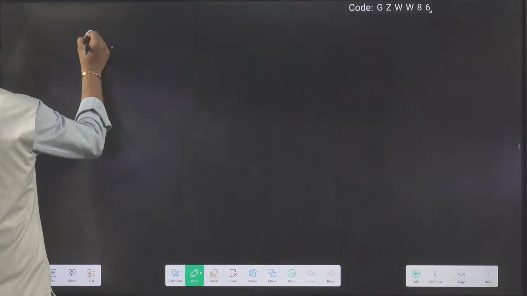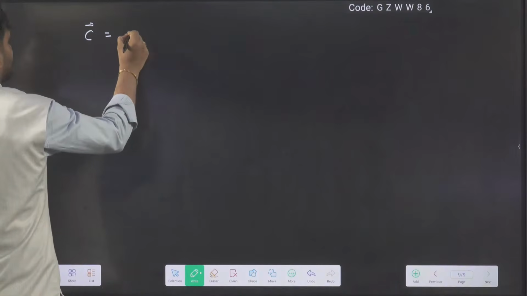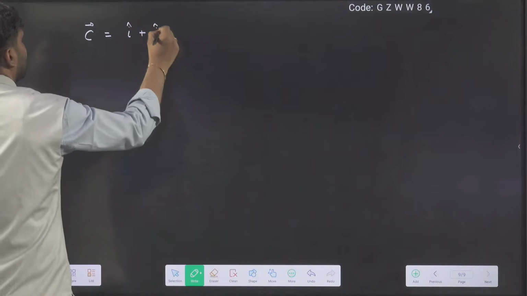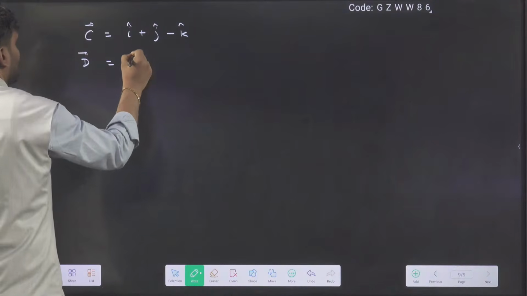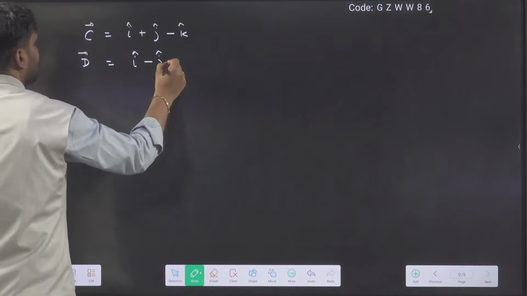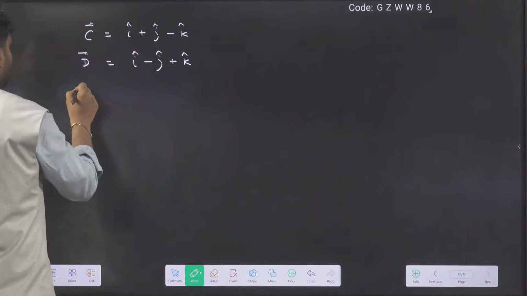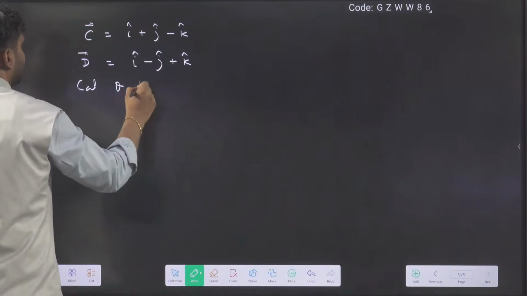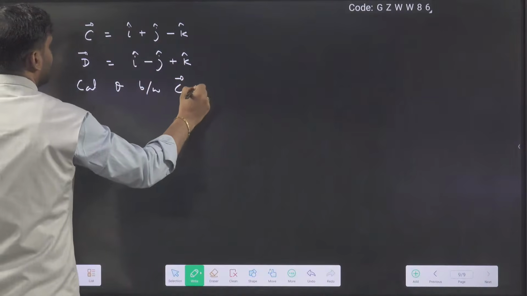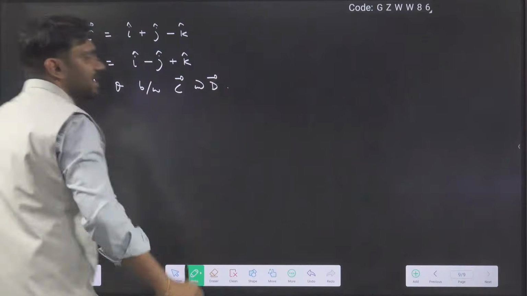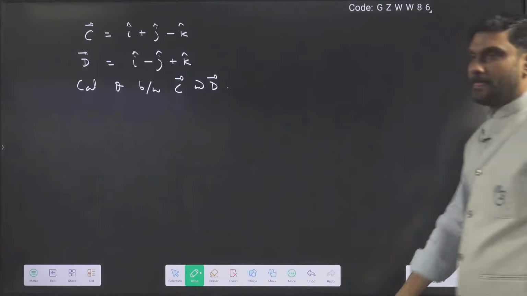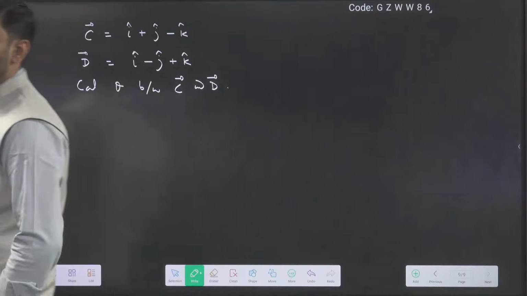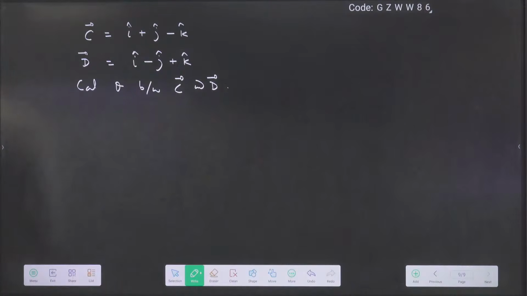Last question. C vector is equal to, please try, I cap plus j cap minus k cap. D vector is equal to I cap minus j cap plus k cap. Calculate theta between C vector and D vector. This is the easiest one. Do it. I want answers from everyone. Try everyone.